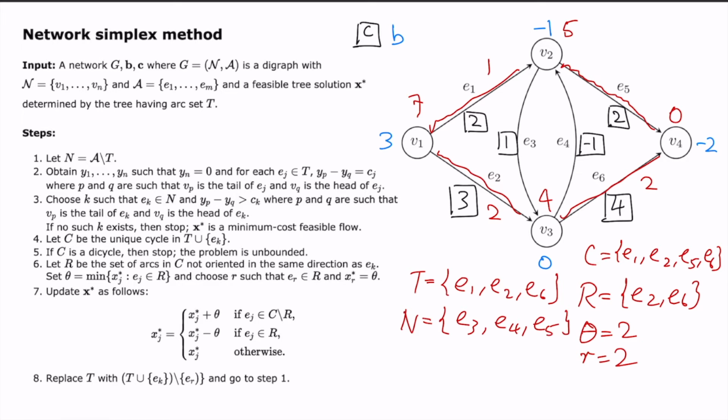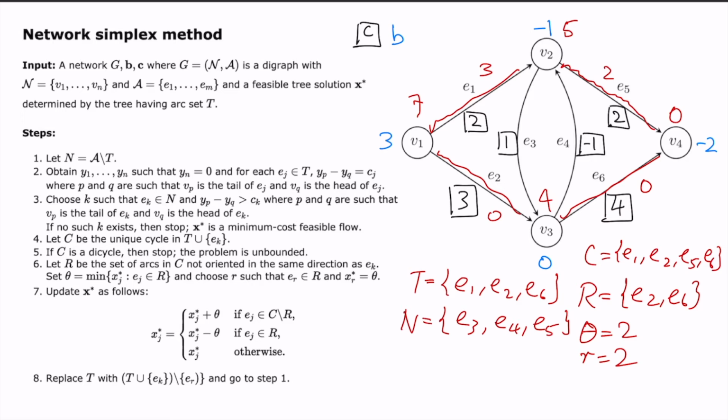In step 7, we update our flow. So for every arc in the cycle that is not in R, we increase by theta. And for those that are in R, we decrease by theta. So the flow values on E6 and E2 will be decreased by 2, and the flow values on E1 and E5 will be increased by 2. And this is what we get.